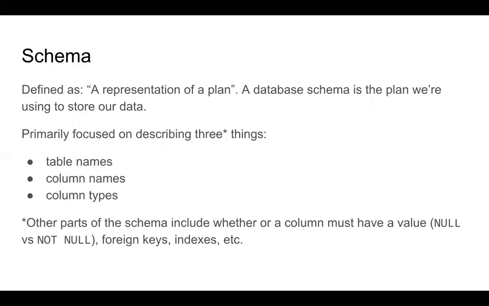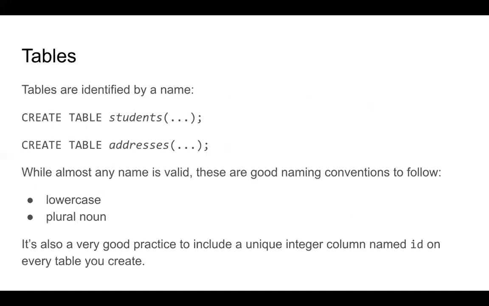So tables are identified by name, and the SQL command to create a table is you'd say create table students, and then the column names, create table addresses, then the column names. While almost any name is valid, these are good naming conventions to follow. It should always be lowercase and be a plural noun. And it's also a very good practice to include a unique integer column named ID on every table you create. Some database systems won't allow you to not include an ID. It'll break if you don't. So always include an ID just in case.